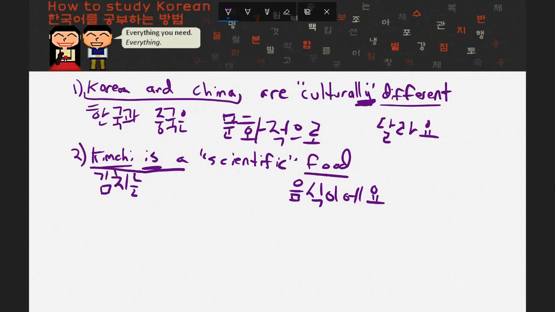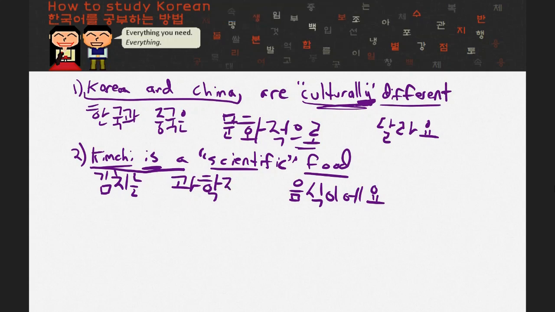If I want to add scientific to the sentence, it is very similar to the cultural or culturally. I'm not going to use 으로 because I don't have scientifically, I just have scientific. If I want to say just the word for science, it's 과학. 과학. Now that just says kimchi is a science food or something like that. That doesn't really make any sense.